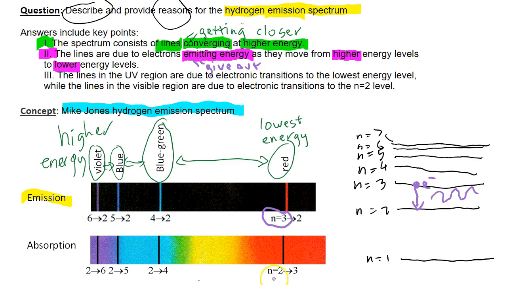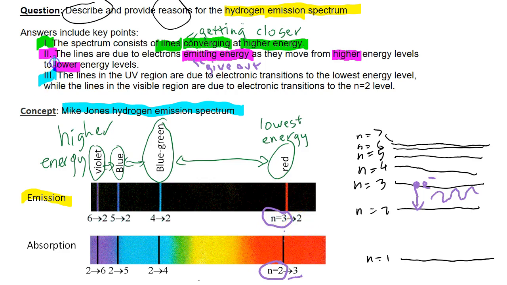That's the opposite of the absorption spectrum, where when electron from level 2 move up to a higher energy level, let's say 3, it absorbed the same photon of the same energy.